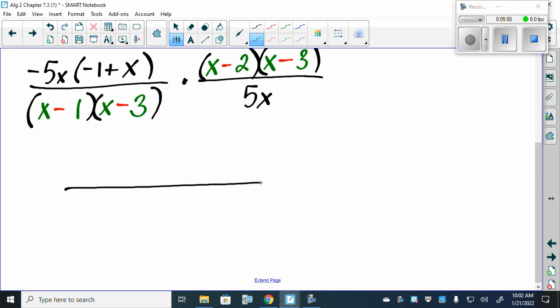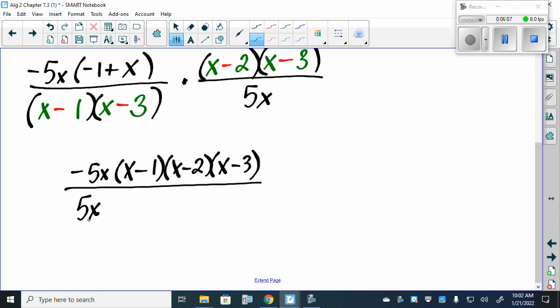Now we can multiply all this together. On top we'll have negative 5x times, well, we can switch it to x minus 1, times x minus 2 times x minus 3. On bottom, we'll have the 5x, x minus 1, and x minus 3.